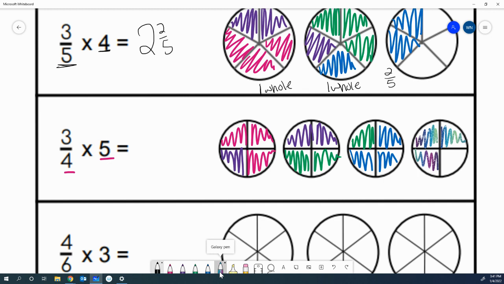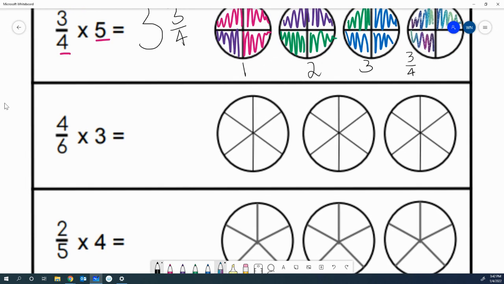Now it's time to find our answer. We have 1, 2, 3 wholes. 3 whole circles are colored in. And as you can see on this last circle, we have 3/4 colored in. So if you were to color in 3/4 5 times, which is what we just did, you would get 3 and 3/4.